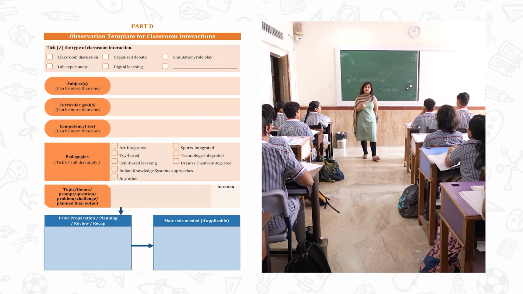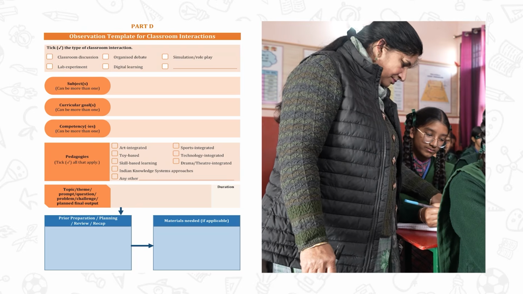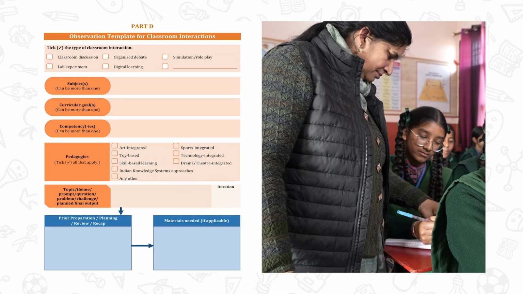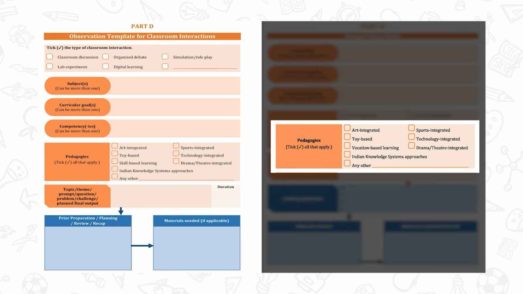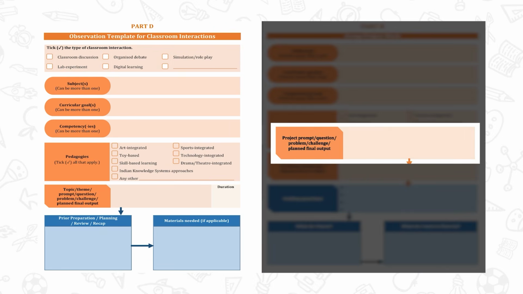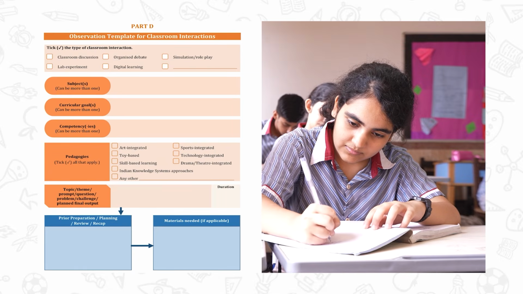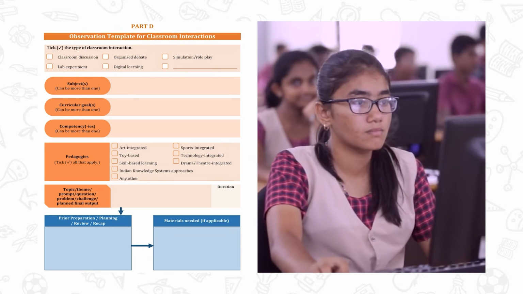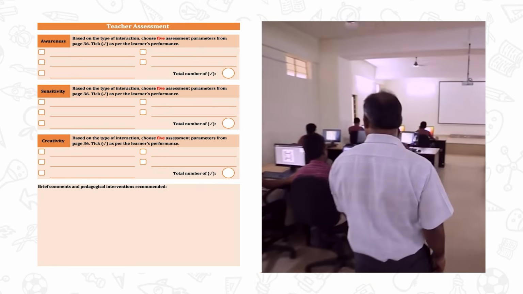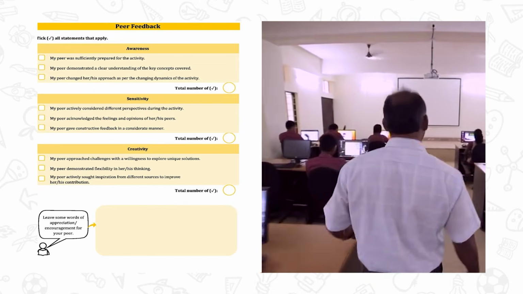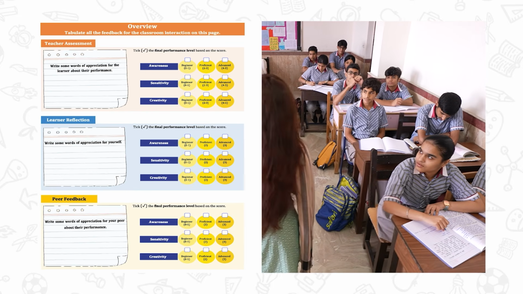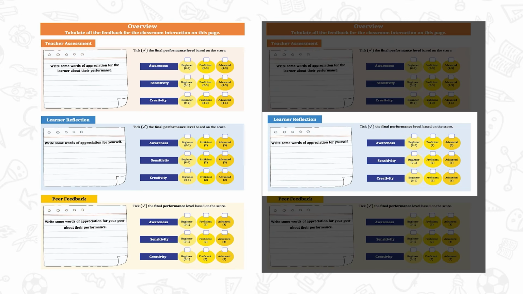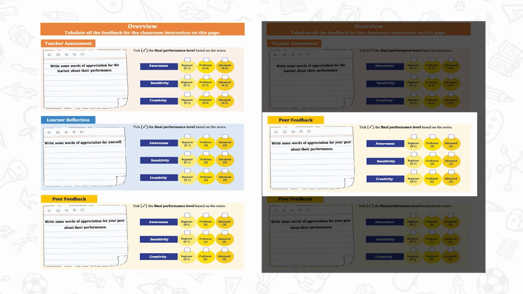Part D is for classroom interactions. The teacher plans the classroom interaction and aligns it to subjects, curricular goals, competencies, and integrates it with different pedagogies. A task prompt is shared with the learners, post which they brainstorm. After the classroom interaction is done, there is teacher assessment, learners' reflection, and peer feedback. The overview shows cumulative feedback for the learner based on teacher feedback, their self-reflection, and peer feedback.